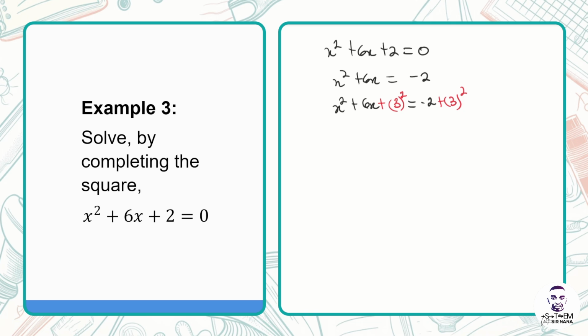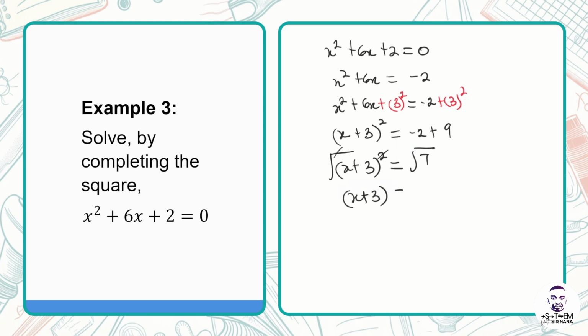So we can write this as x, and then we write what's in the bracket, which is plus 3, all squared, is equal to, let's simplify the right hand side of the equation, minus 2 plus 3 squared, which is 9. So we have x plus 3 all squared is equal to minus 2 plus 9, which gives us 7. So we take the square root of both sides so that we can take out the square. So we are going to have x plus 3 is equal to the square root of 7.